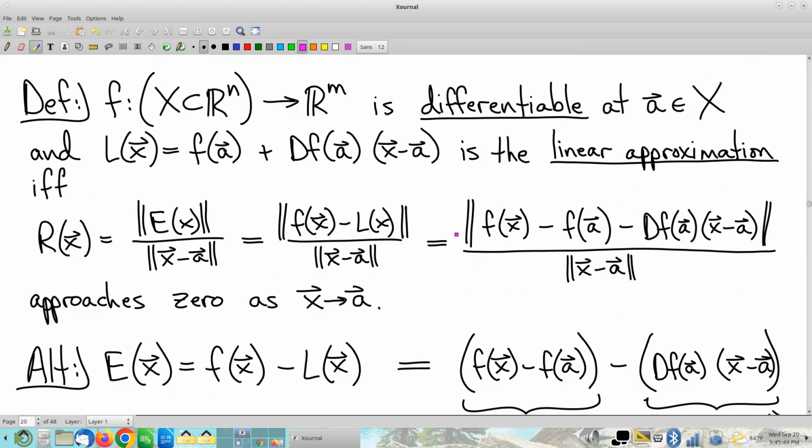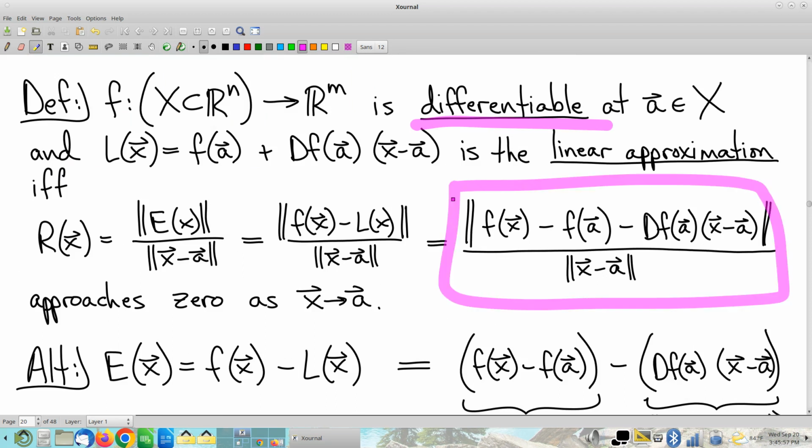Now, here's what's in the book. The book says that a function is differentiable if this expression here approaches 0. And that's the correct definition. All good, right? But it's pretty overwhelming at a glance, and you look at this and you're like, wait, why are there 3 terms in the numerator? What's going on here? It's confusing, right?